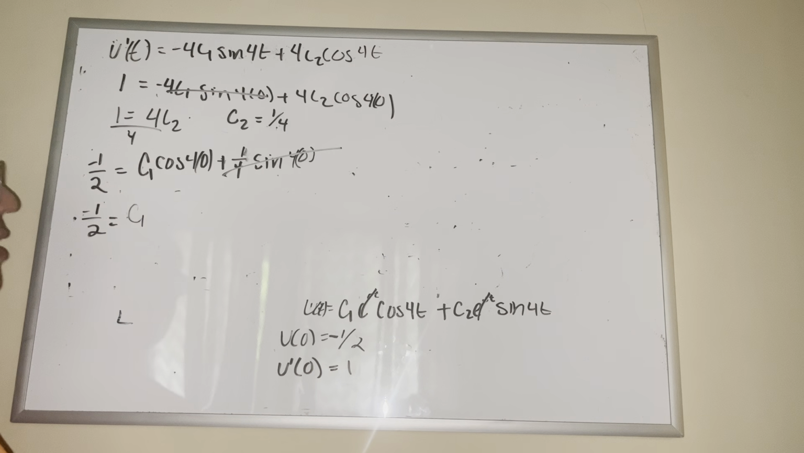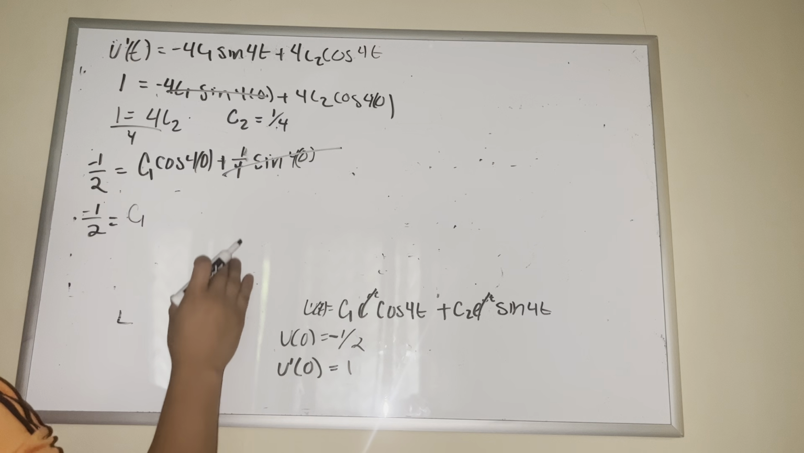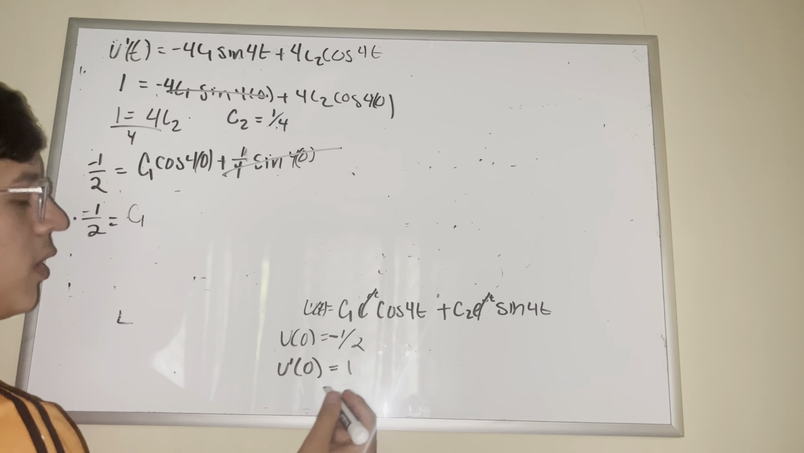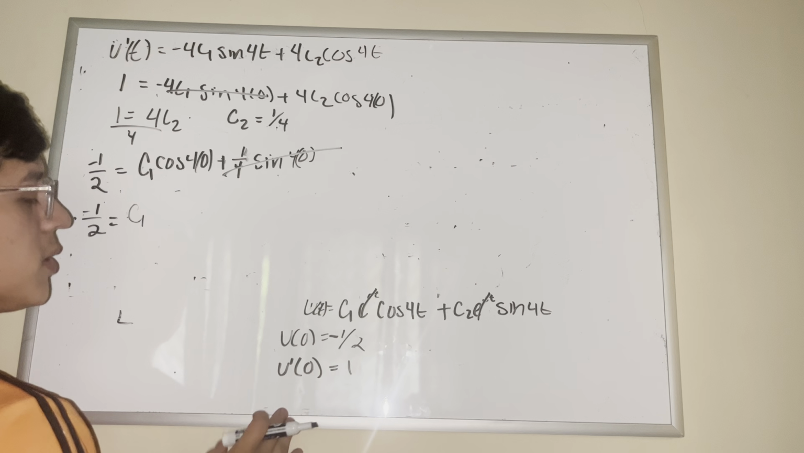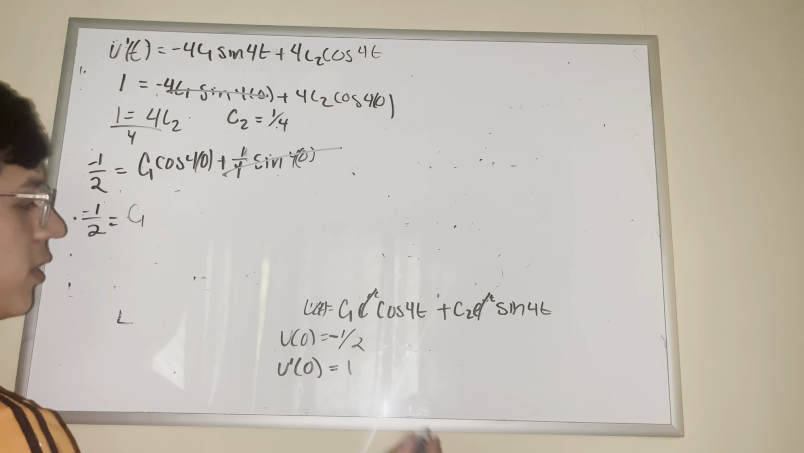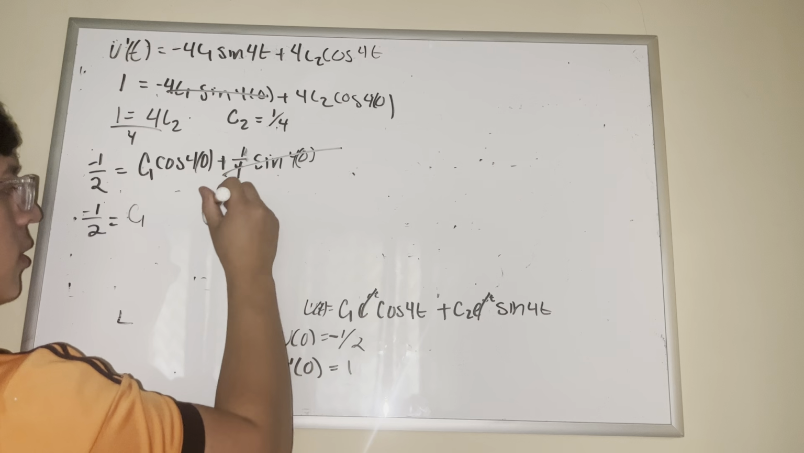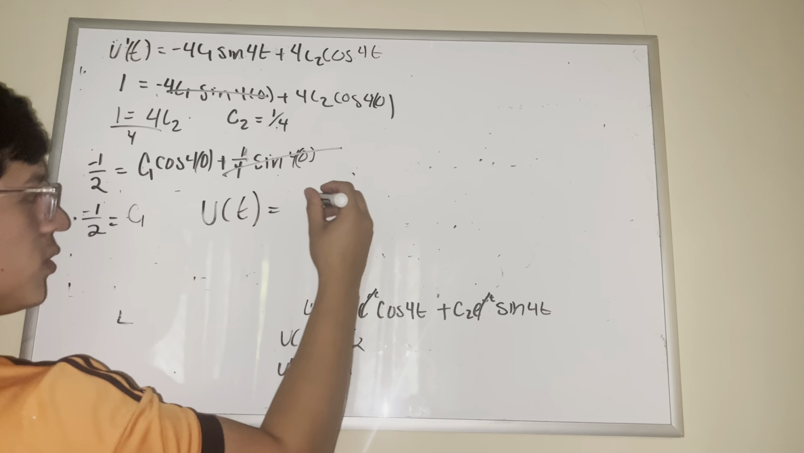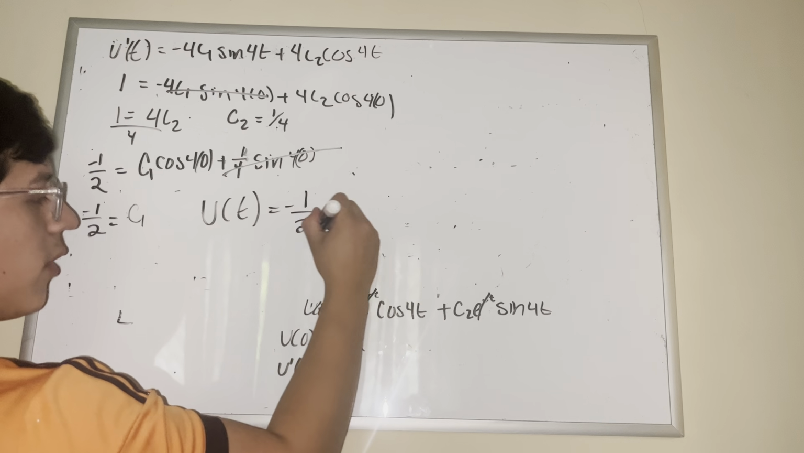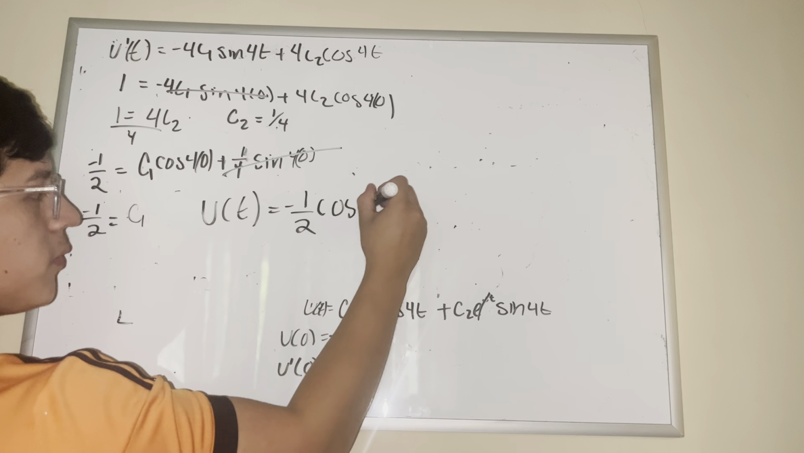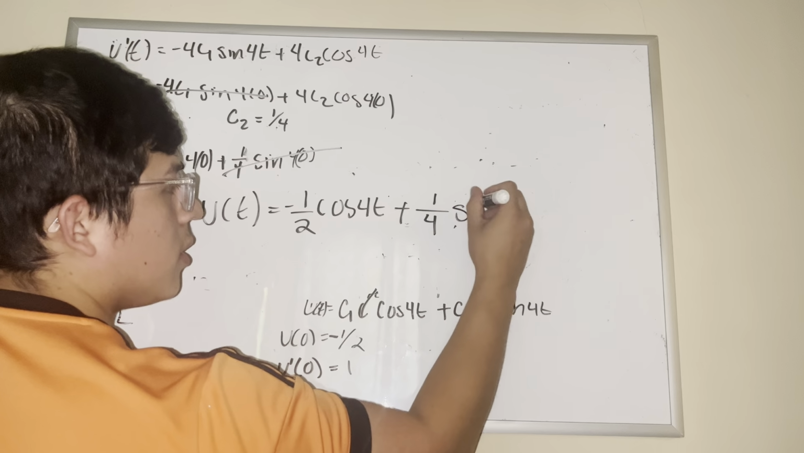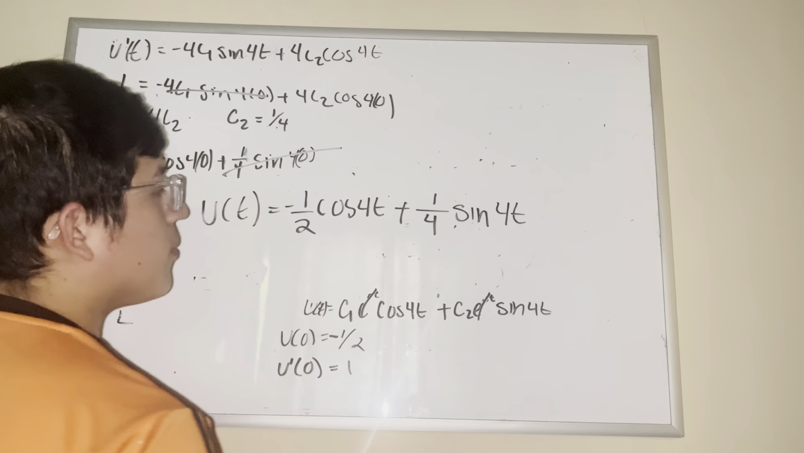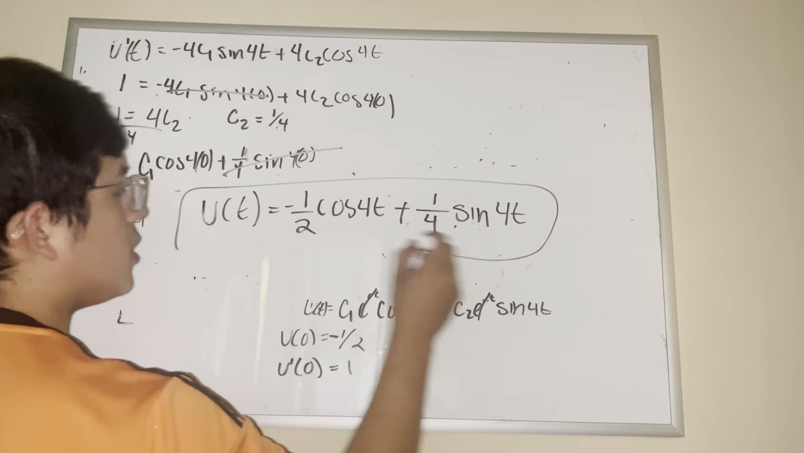So we plug all these constants back into the original equation. We will get the general form for the displacement of the word problem we just worked on. So u of t is equal to negative 1/2 cos 4t plus 1/4 sine 4t. And that is our solution.